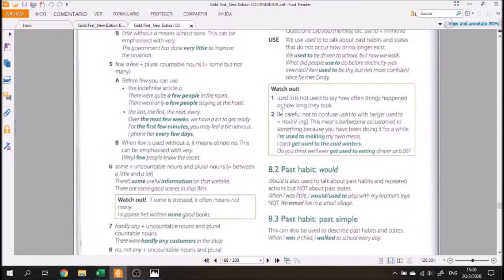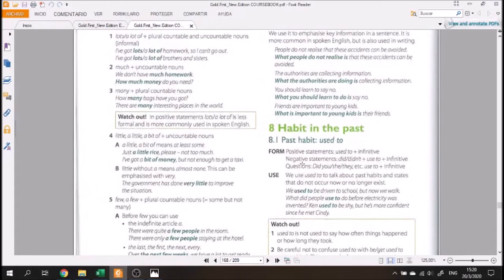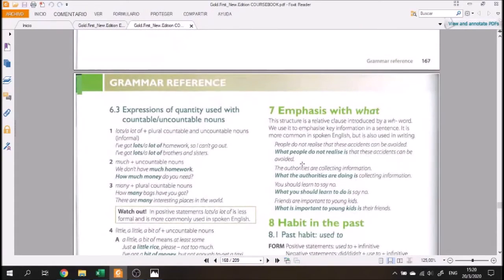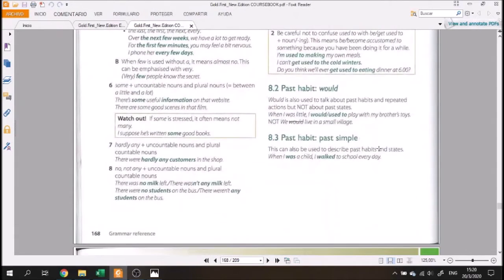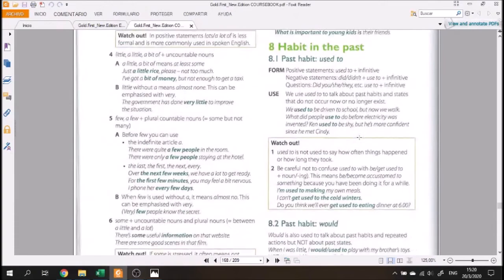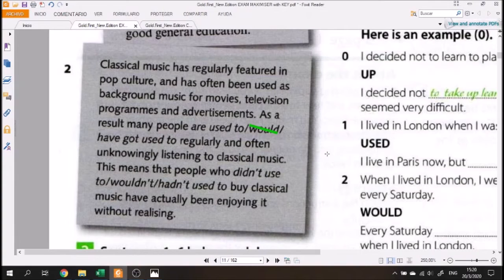I am going to remind you that on your course book, you have got the grammar reference. Yes, I am on page 168 in your course book. There you have more information about this grammar topic. And also in the course book, in the pages that you dealt with in the previous class.